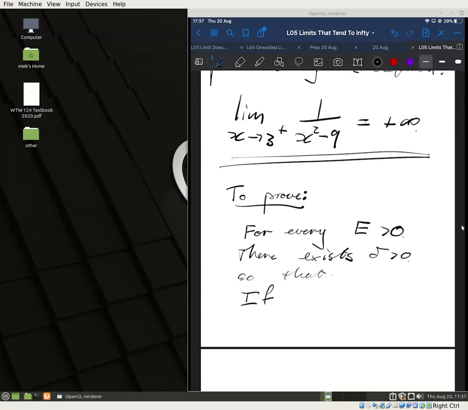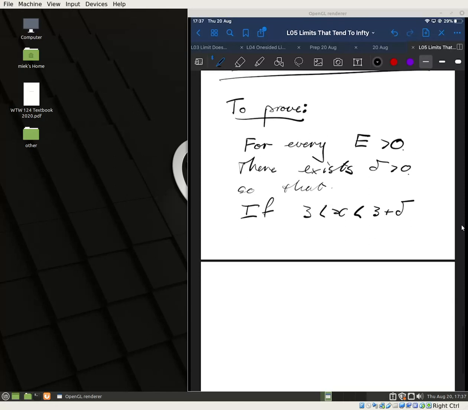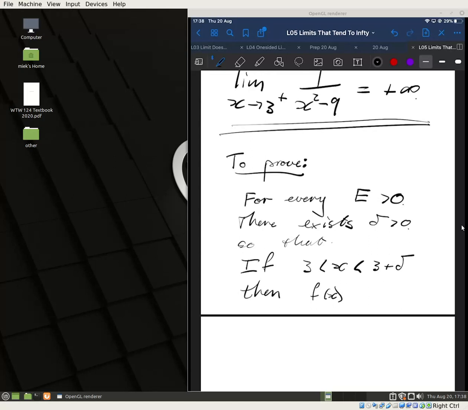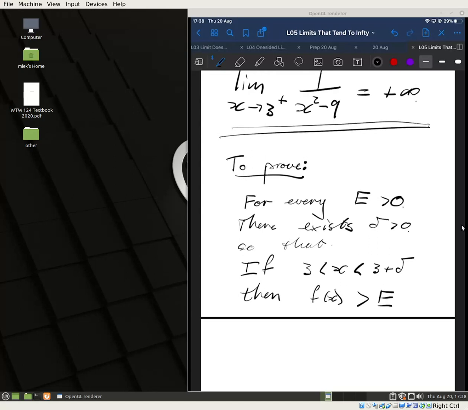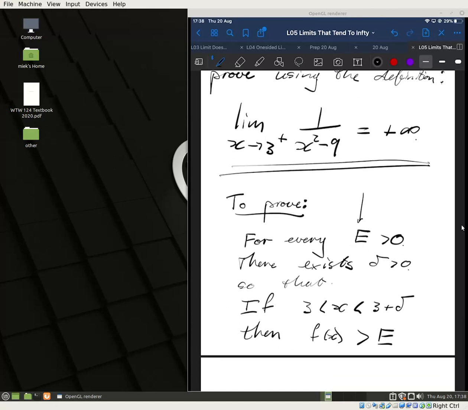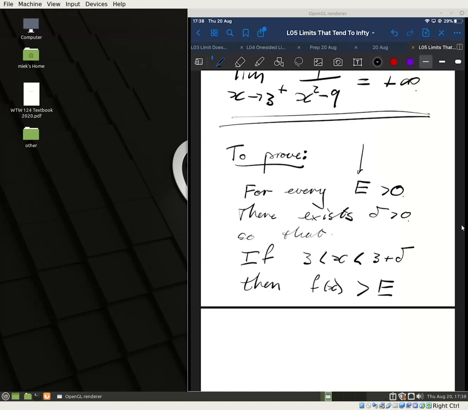if x is to the right of 3, but within a delta distance of 3, then f of x should be greater than E. So it doesn't matter what number E we take, doesn't matter how large it is, we should be able to find a small interval to the right of 3, so that all the function values are bigger than this capital E that we have. So that is what we have to prove.